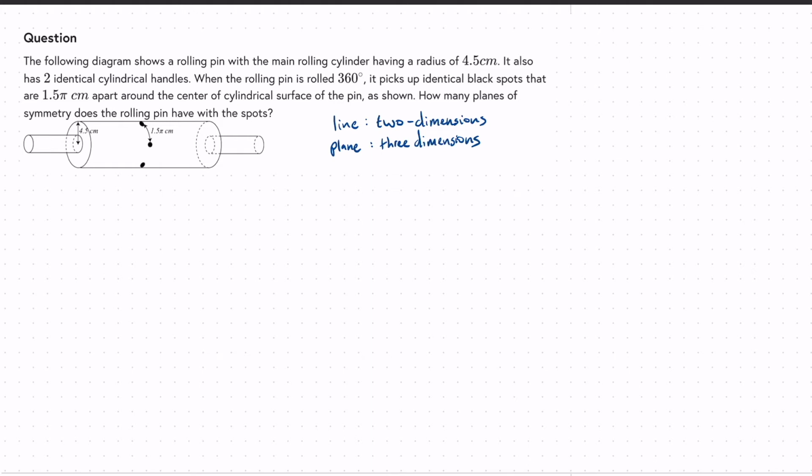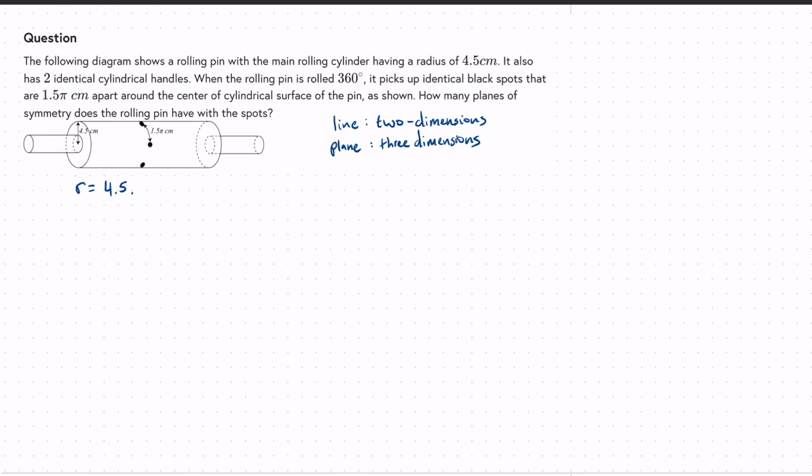So what we're going to need to figure out is some more information about this object. This has a radius, so I'm going to write that down immediately. R is equal to 4.5. 2 identical cylindrical handles, that's going to be important for symmetry. When the rolling pin is rolled 360 degrees, it picks up identical black spots that are 1.5 pi centimeters apart.